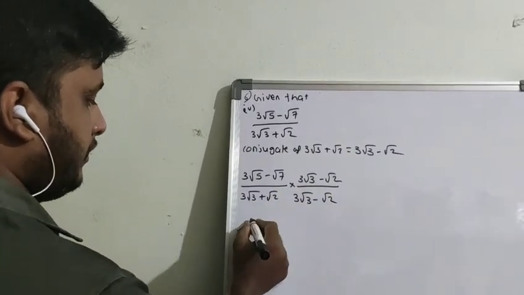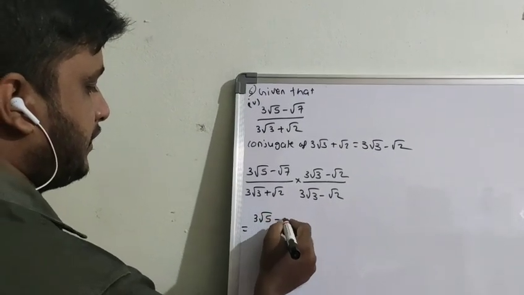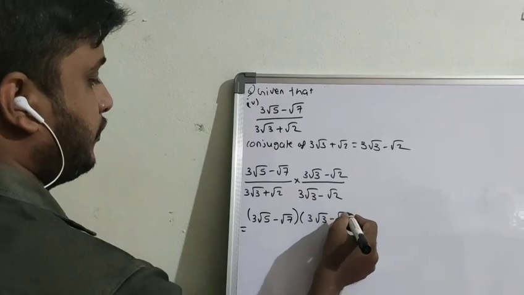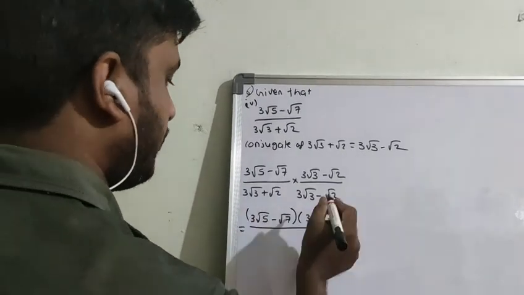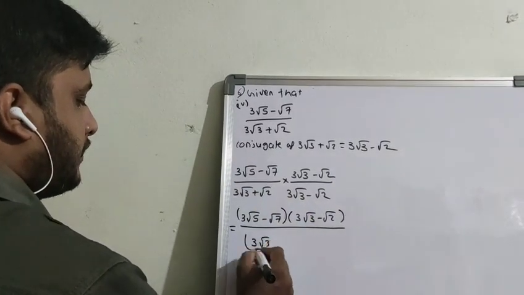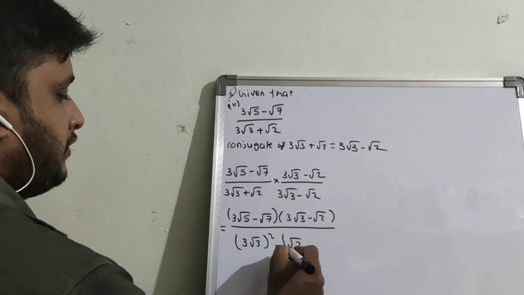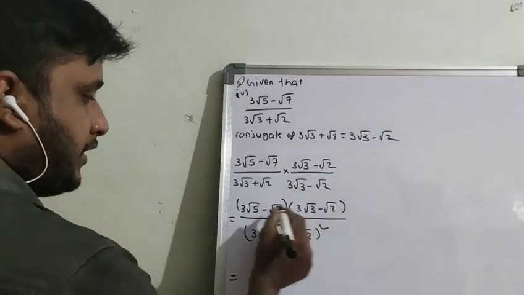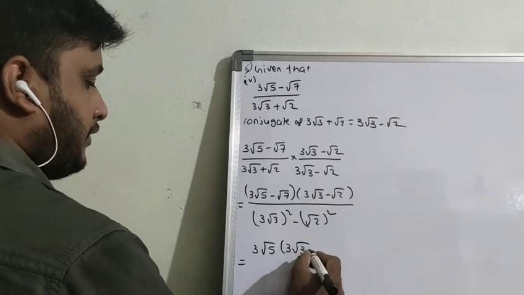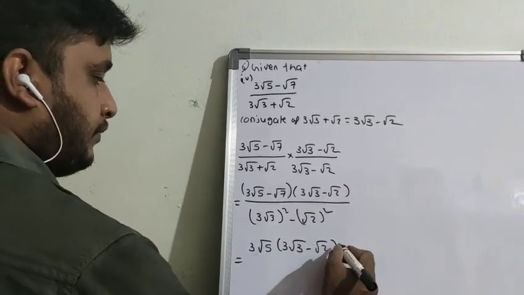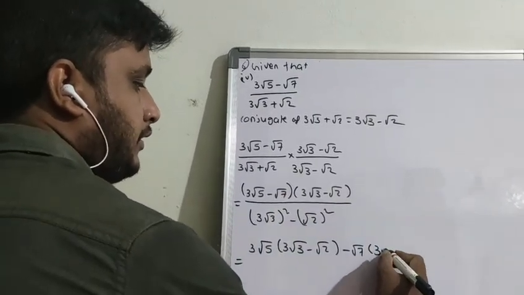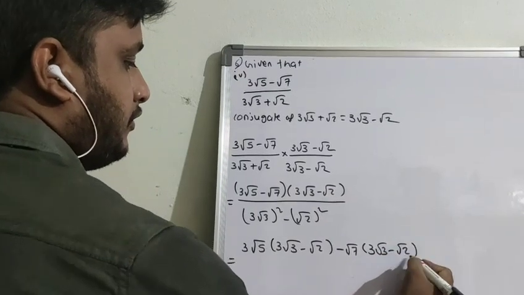So coming to here, 3 root 5 minus root 7 into 3 root 3 minus root 2. No need to worry about seeing all these big numbers. In the denominator this is a plus b into a minus b, which gives a square minus b square. Now multiply 3 root 5 into 3 root 3 minus root 2, minus root 7 into 3 root 3 minus root 2.